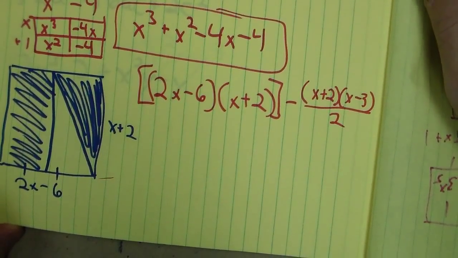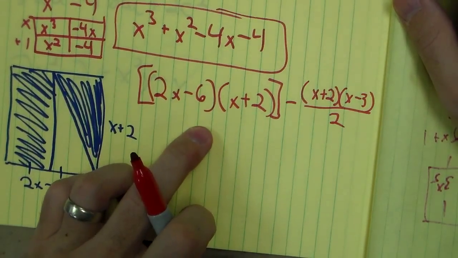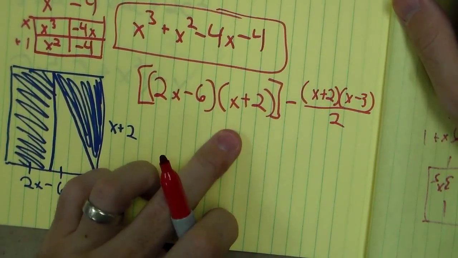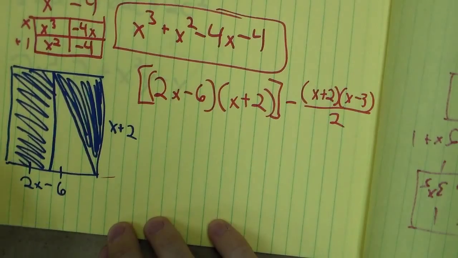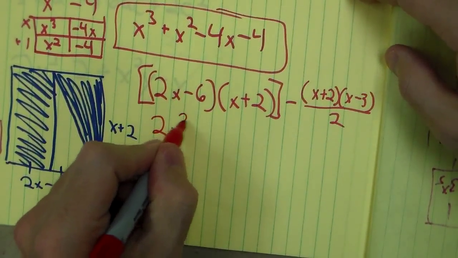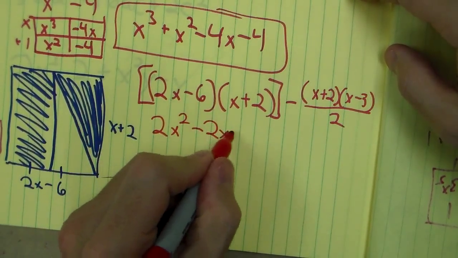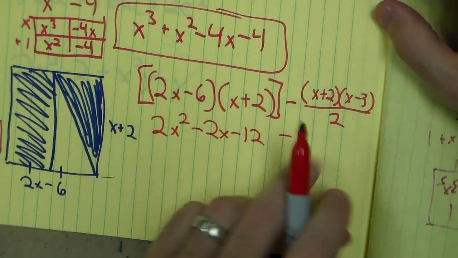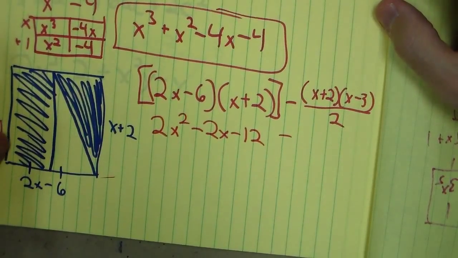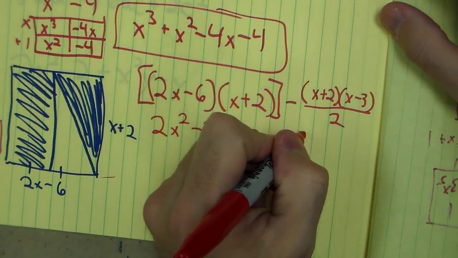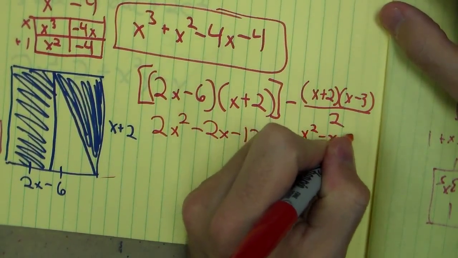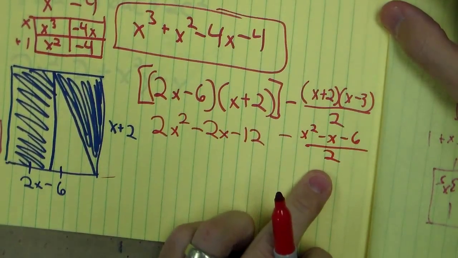So we have a few different things that we're working with here. Let's first multiply this: 2x minus 6 times x plus 2 comes out to be 2x squared minus 2x minus 12. And now x plus 2 times x minus 3 is x squared minus x minus 6. Now all of that is over 2.